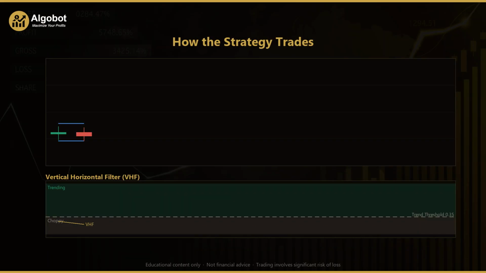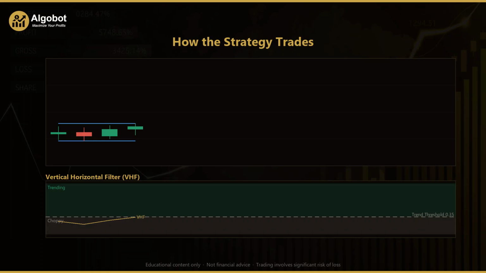On screen, you can see a series of candles, with the price channel drawn over them, and below, in its own panel, the vertical horizontal filter, with its trend threshold marked as a dashed line at 0.35. We begin on the left, in a quiet, sideways stretch. Look at the first few candles.